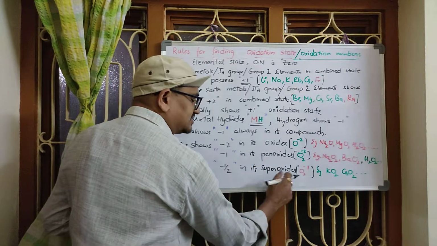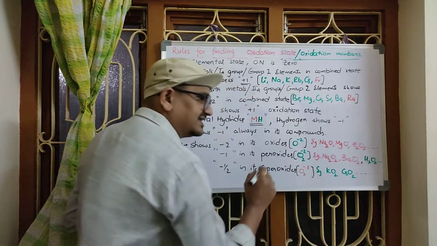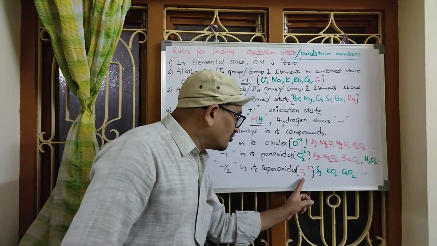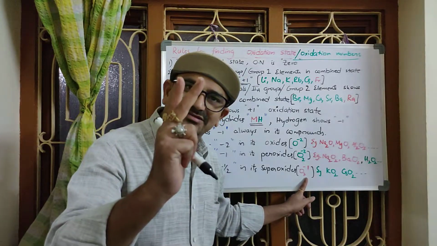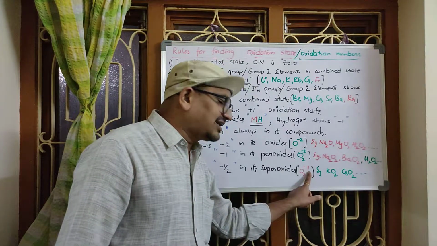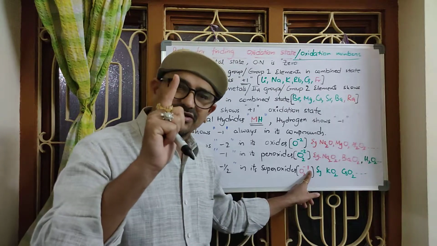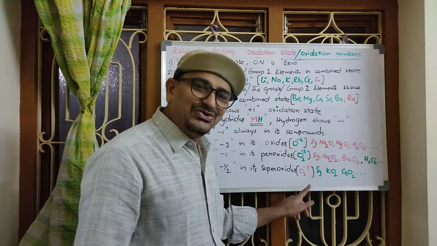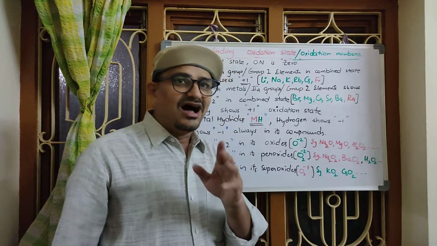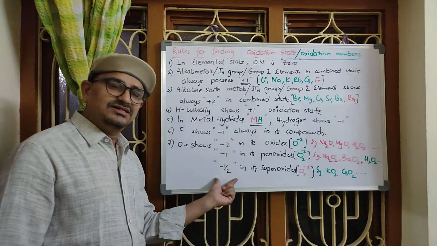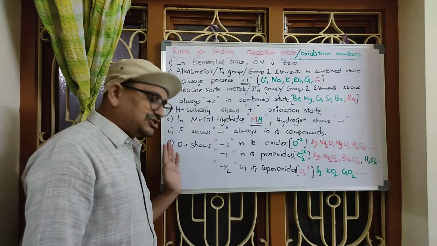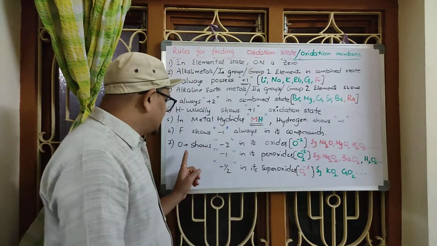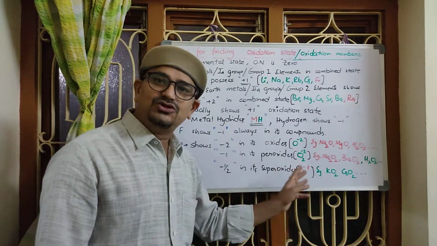Next, in superoxides. Superoxide means like this, O2 power -1. See here, how many oxygen atoms are there? 2 oxygen atoms. For 2 oxygen atoms, how many electrons were given? Just 1 electron. So 1 unit negative charge should be distributed between 2 oxygens. So each oxygen is getting half minus charge. So each oxygen shows -1/2 in its superoxides.